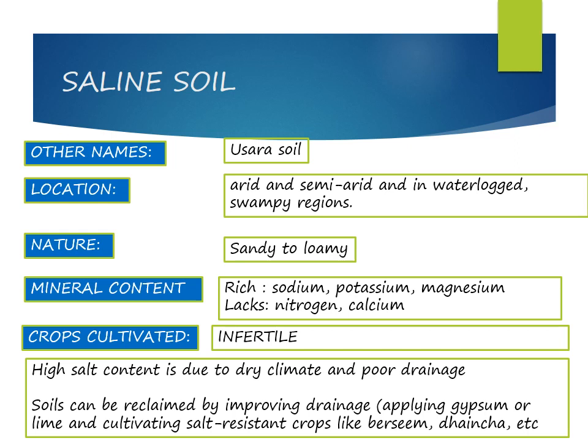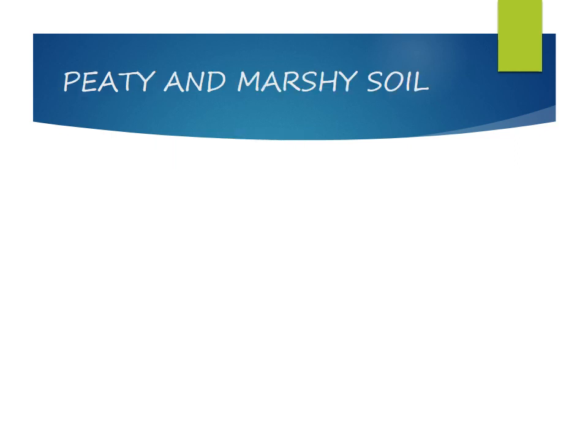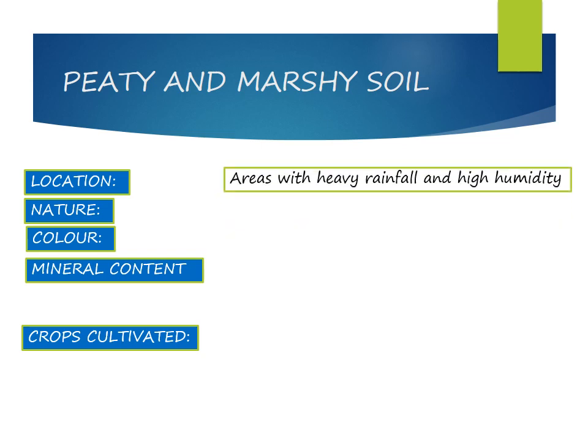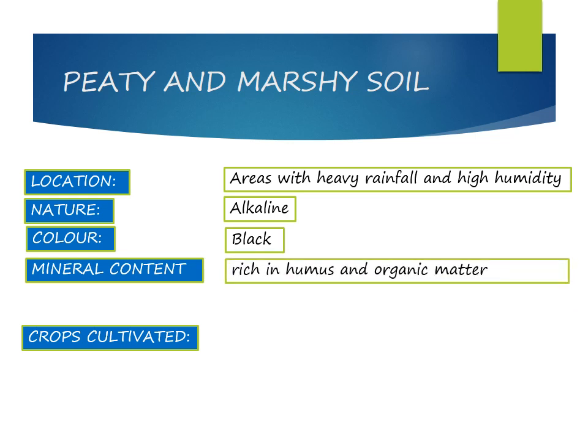like barley and dhaincha. Peaty and marshy soil, these are found in areas with heavy rainfall and high humidity like Uttarakhand, northern part of Bihar, West Bengal, Odisha and Tamil Nadu. It is alkaline in nature, black in color, it has rich humus and organic matter, thus it shows a very good vegetation growth.